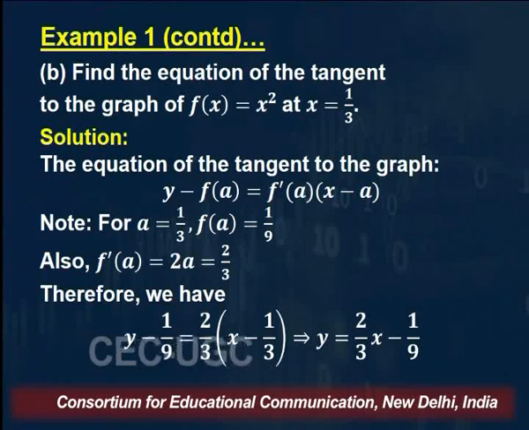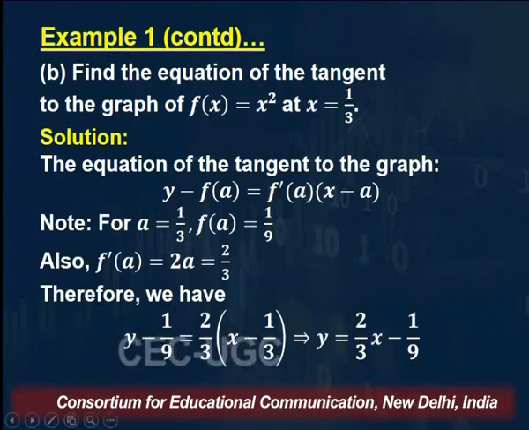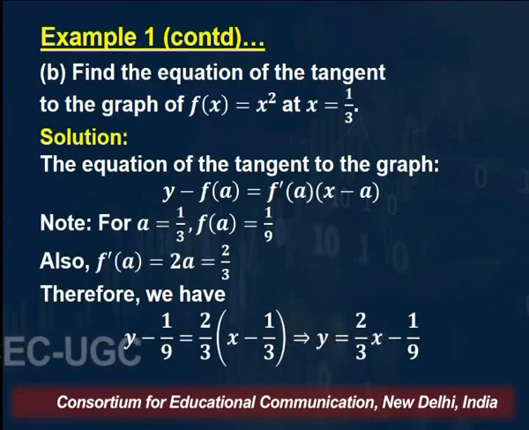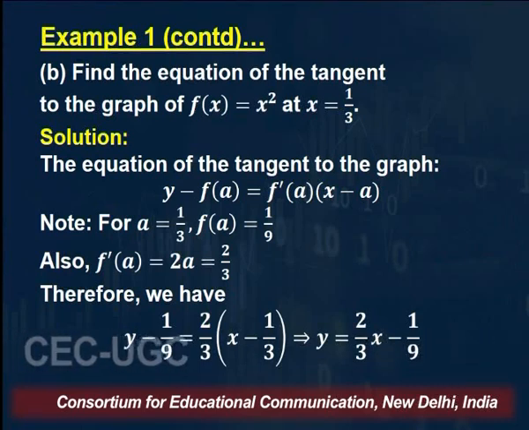Now, in continuation to this example, because we have talked of the derivative at a point a as the slope of the tangent to the curve at the point a, let's now bring in a question which brings in the flavor of that concept. Here the question is asking you to find the equation of the tangent to the graph of f of x equal to x squared at x equal to 1/3. So the point is 1/3.